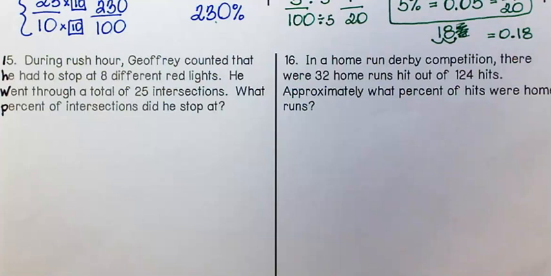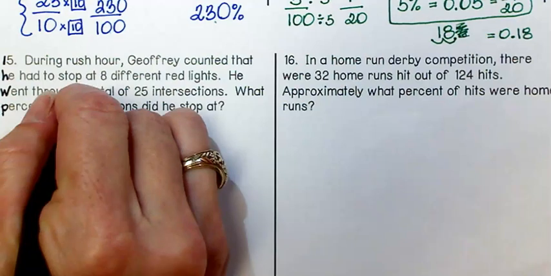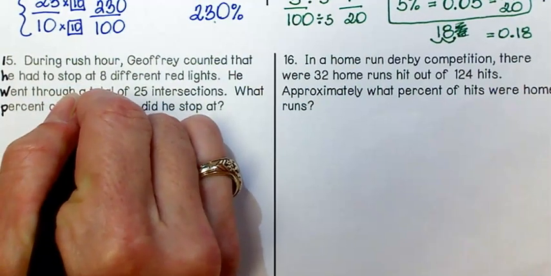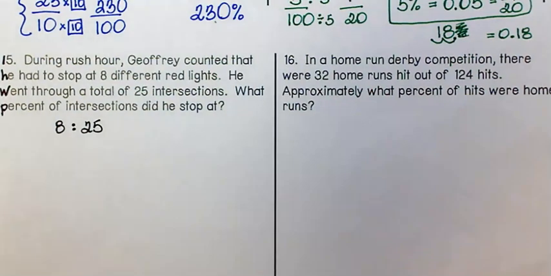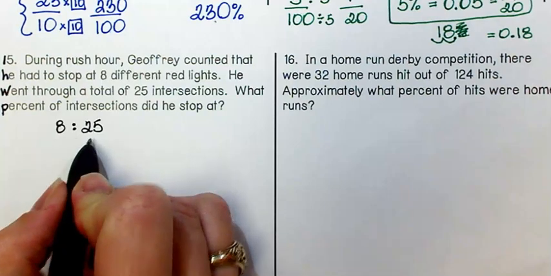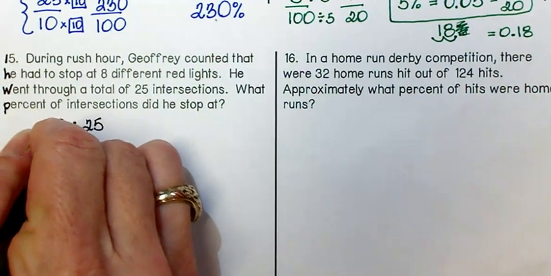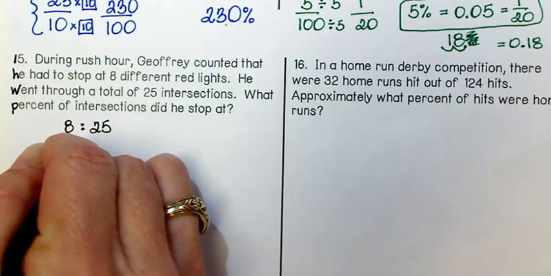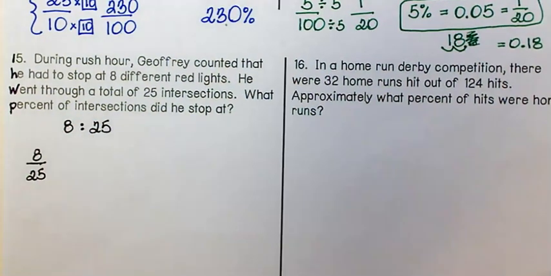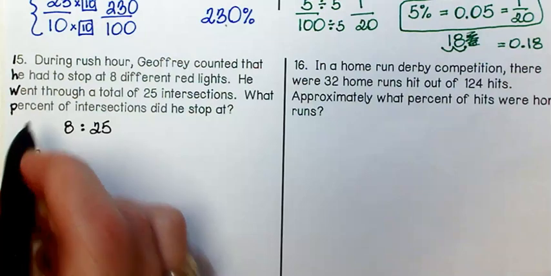So, rush hour, Jeffrey counted that he had to stop at 8 out of 25 intersections, because red lights are only at intersections. That's the only point of them. Okay. What percent of the intersections did he stop at? So I can do my ratio like this, but in this situation, it's going to be a little bit more helpful to do it as a fraction. And we are looking ultimately for a percent.